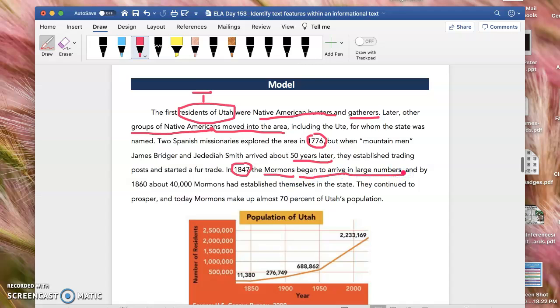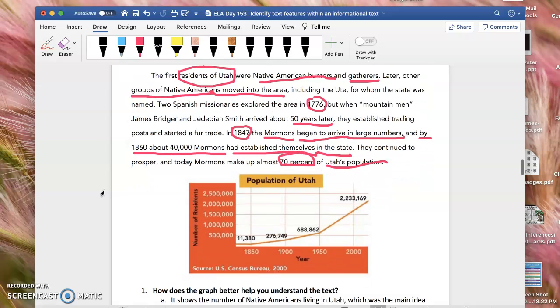So that means that a lot of them came to Utah. And by 1860, about 40,000 Mormons had established themselves in the state. They continue to prosper, and today Mormons make up almost 70% of Utah's population. So population, we know, is the number of people that live there. Okay? Good. So now, guys, let's look at the graph, the chart.